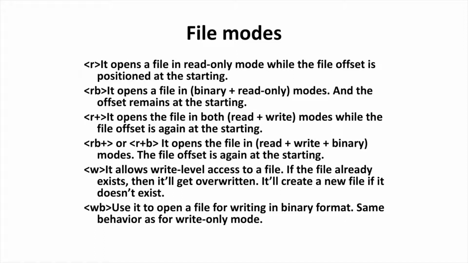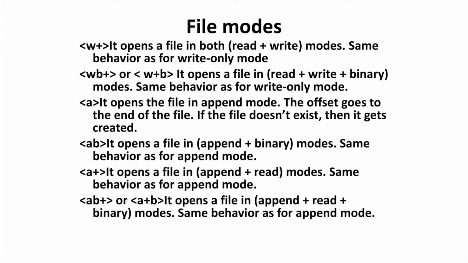w, it allows write level access to the file. If the file already exists, it will get overwritten and will be created as an empty file if it does not exist. wb, if used, opens a file for writing in binary mode, same behavior as for write only mode. w plus, it opens a file in both read plus write mode, same behavior as for write only mode. wb+ or w+b, it opens a file in read, write and binary modes, same behavior as for write only mode.